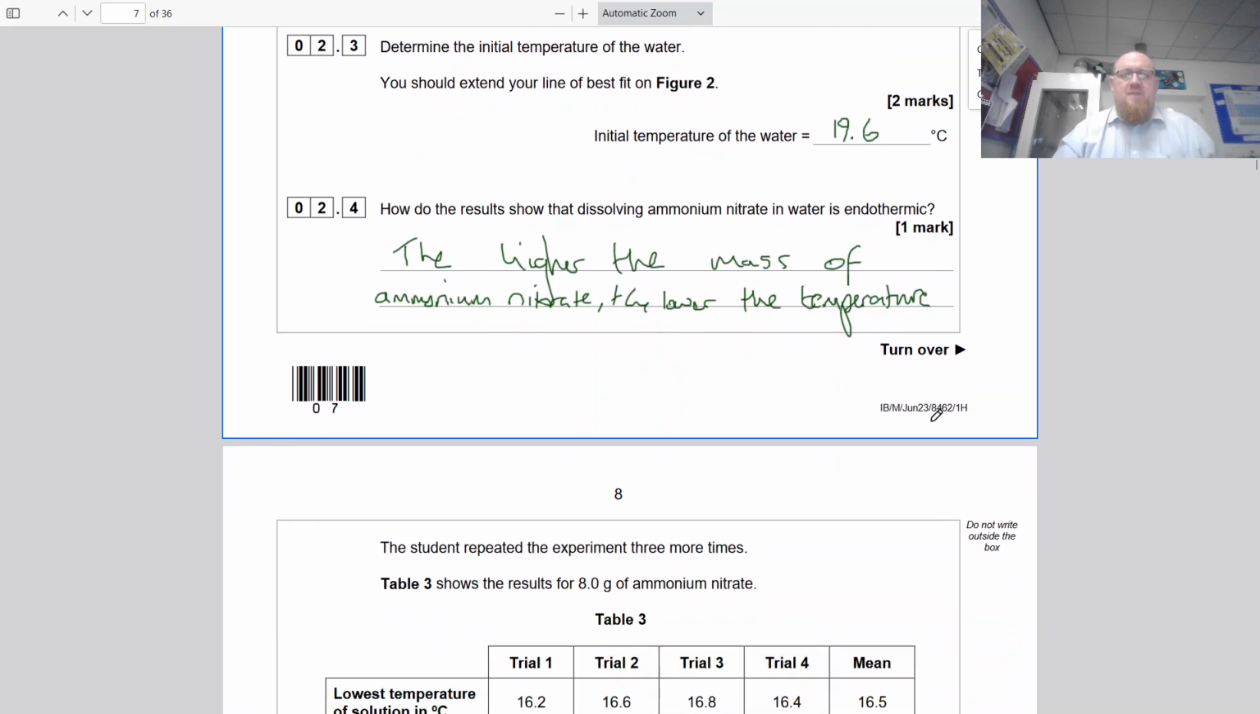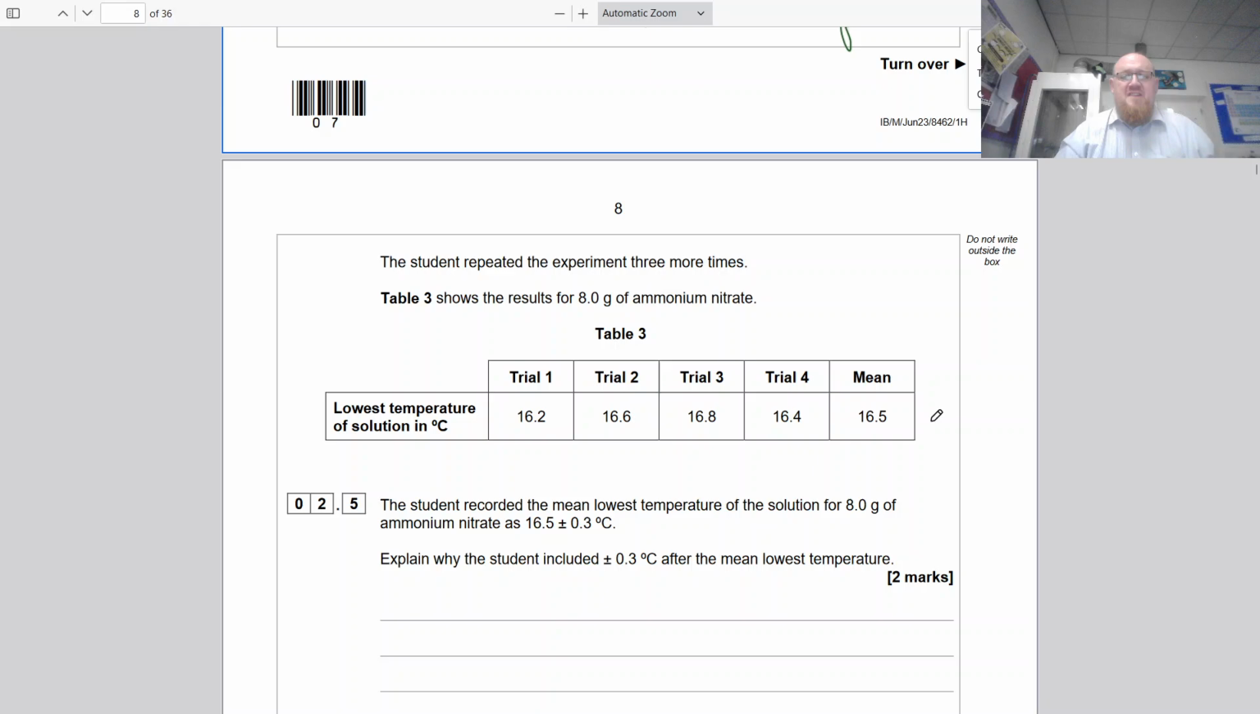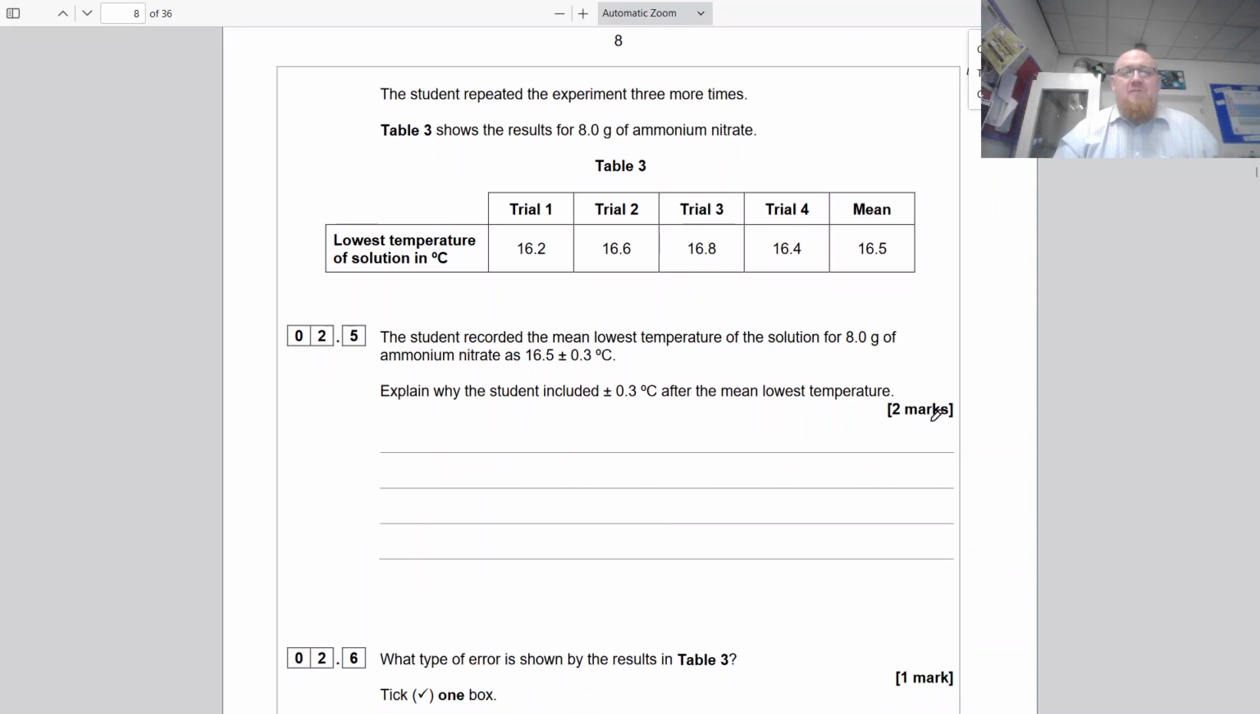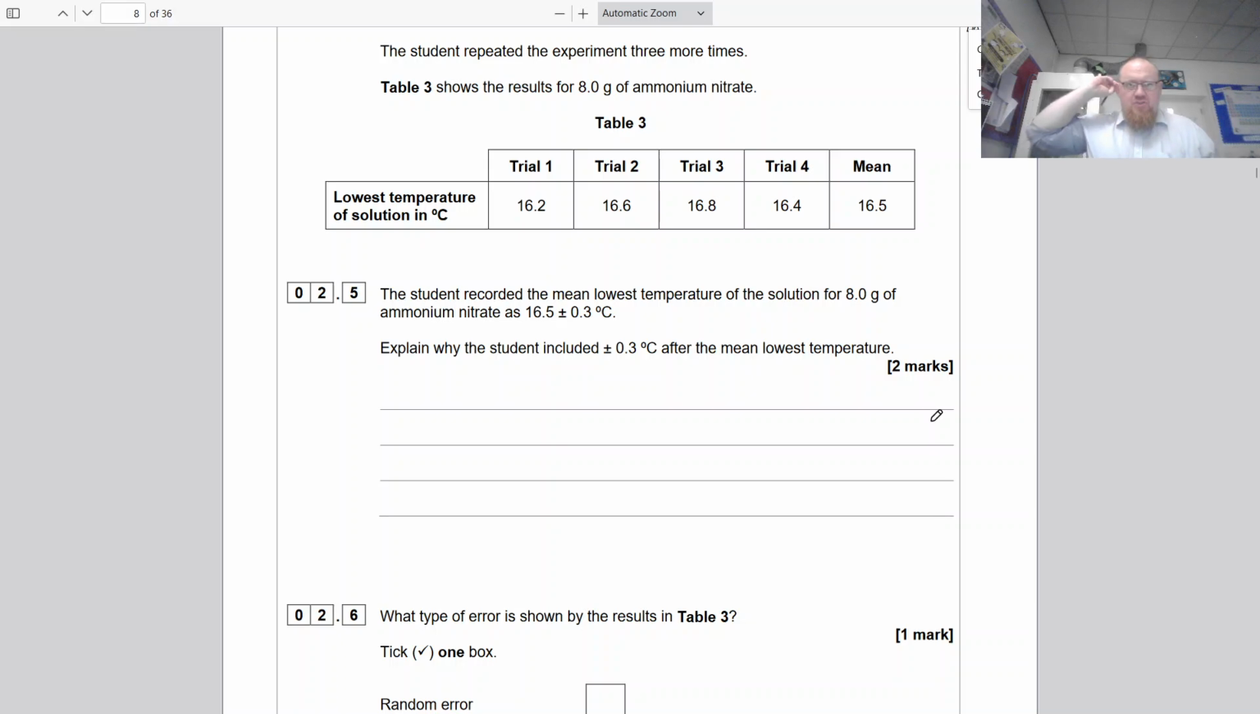Okay, so that's 2.4. Now the student repeated these experiments 3 more times, and this shows the results for 8 grams of ammonium nitrate. The student recorded the mean lowest temperature as 16.5 plus or minus 0.3. So what's that plus or minus 0.3 degrees centigrade? That is the range around the mean. We can see 16.5 is our mean, and the lowest that we've got is 16.2, which is minus 0.3, and we've got 16.8, which is plus 0.3.